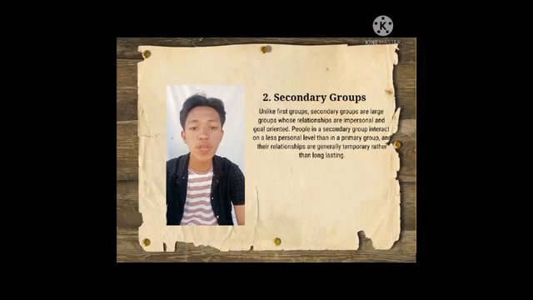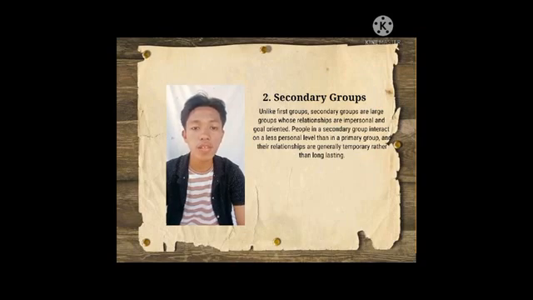Unlike primary groups, secondary groups are large groups whose relationships are impersonal and goal-oriented. People in a secondary group interact on a less personal level than in a primary group, and the relationships are generally temporary rather than long-lasting.